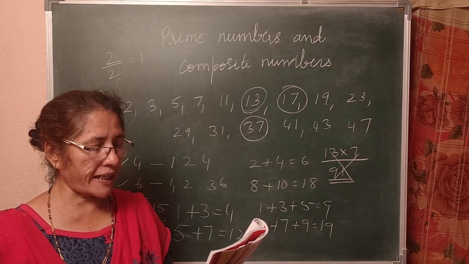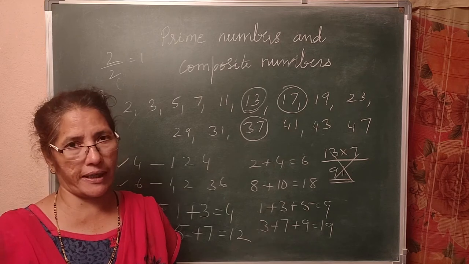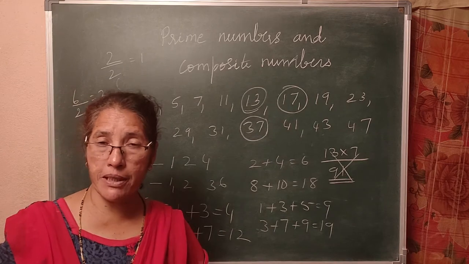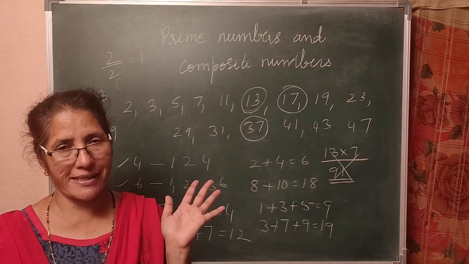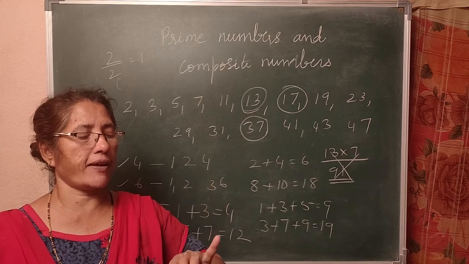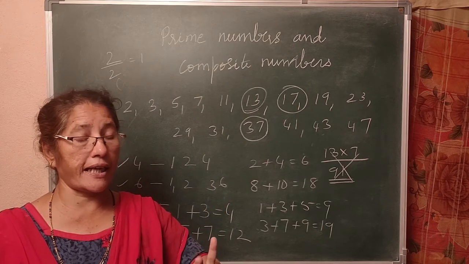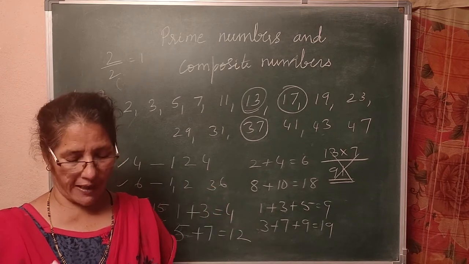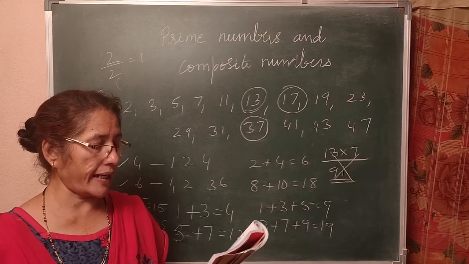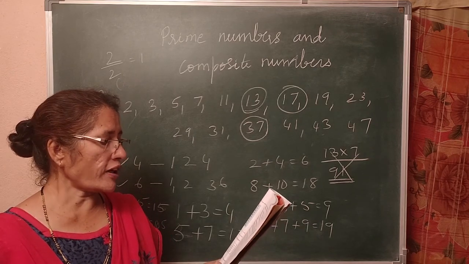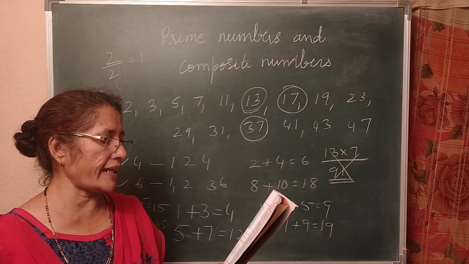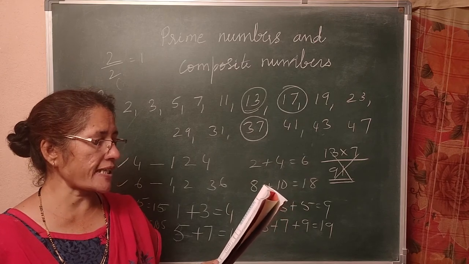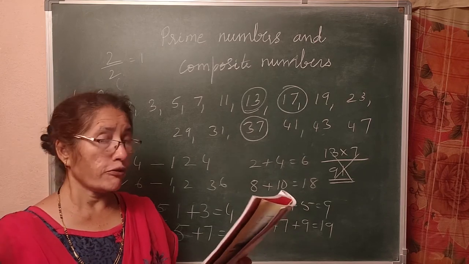Write down separately the prime and composite numbers less than 20. So 1 you don't write down either in prime numbers or in composite numbers. You understand? 2, 3, 5, 7, 11, 13, 17, 19 are the prime numbers. All the rest are composite numbers except 1 and 2. Go to the next one. What is the greatest prime number between 1 and 10? 7, right?